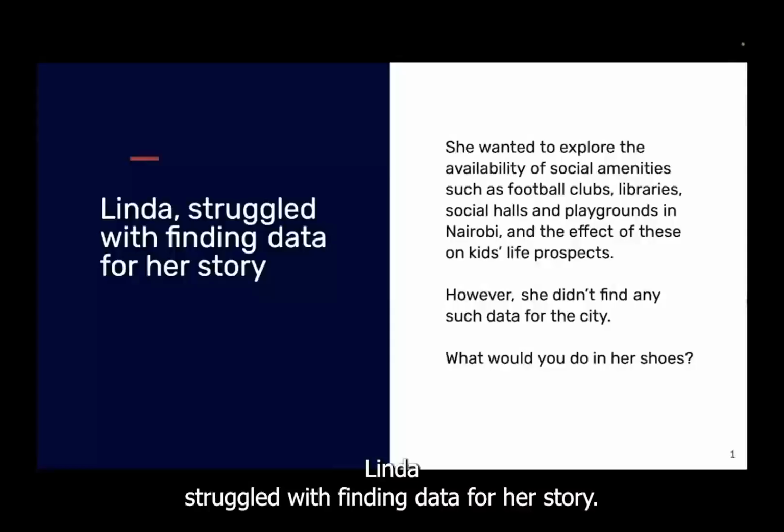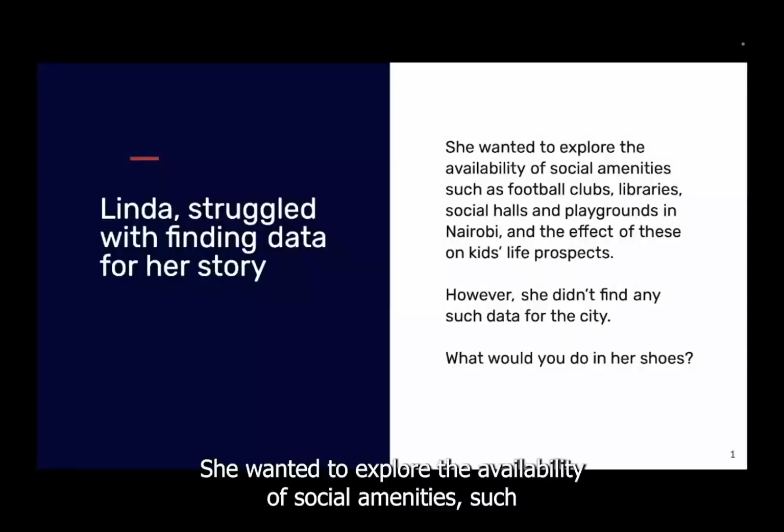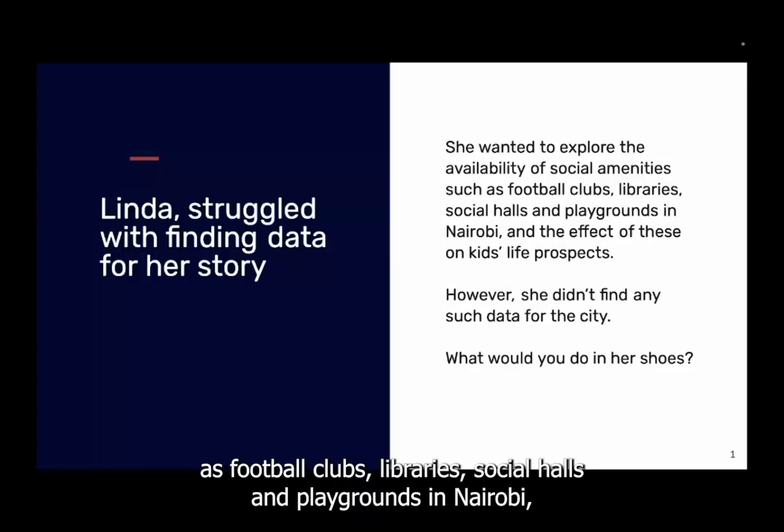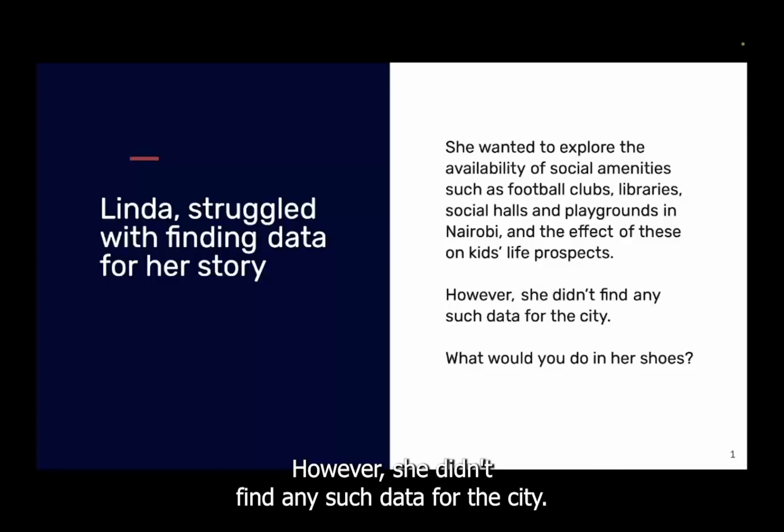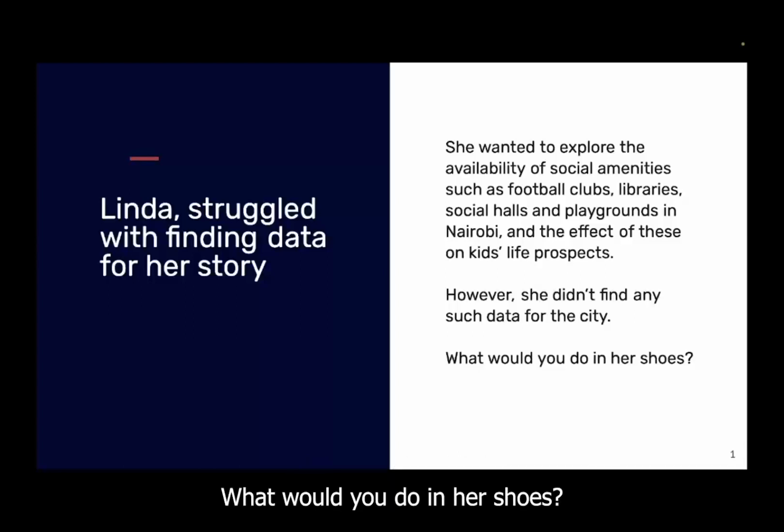Linda struggled with finding data for her story. She wanted to explore the availability of social amenities such as football clubs, libraries, social halls, and playgrounds in Nairobi, and the effect of these on kids' life prospects. However, she didn't find any such data for the city. What would you do in her shoes?